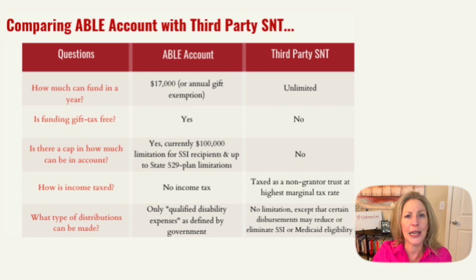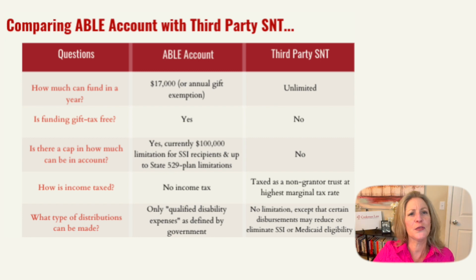Okay, is there a cap on how much you can put in? Well, for an ABLE account, if the child is receiving SSI, they can only get up to $100,000 in the ABLE account, and after that, SSI is suspended. For special needs trust, they can continue to receive it indefinitely. What about income taxes? Well, for an ABLE account, it's growing and growing, income tax free. And if you withdraw the money for qualified disability expenses, you don't have to pay tax on the increase, which is really great. A third-party special needs trust is actually taxed at the non-grantor rate, and the tax brackets are compressed, so it gets to the highest rate at a quicker rate.